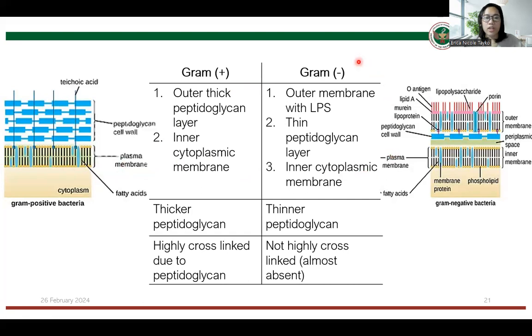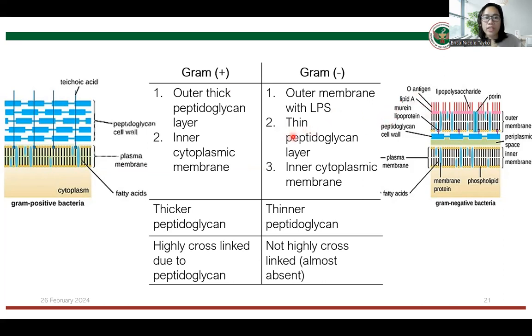Now, you would possibly think that since gram-positive bacteria have a thick protection, their cell wall has a thick peptidoglycan layer, therefore they are more resistant to being attacked by enzymes or your antibacterials. But actually, it's the other way around. Your gram-negative bacteria would actually be the more virulent type of bacteria as compared to your gram-positive. So let's discuss why that is.